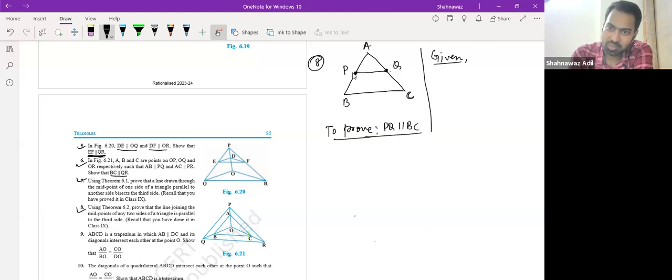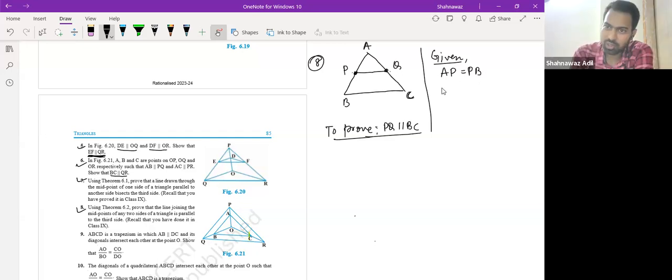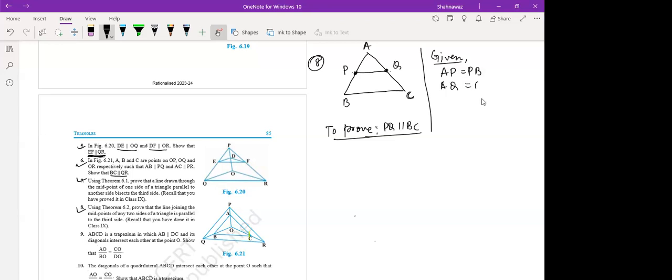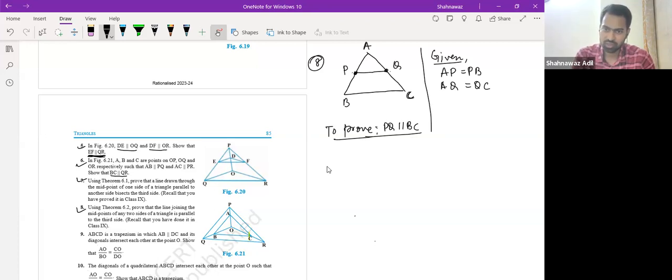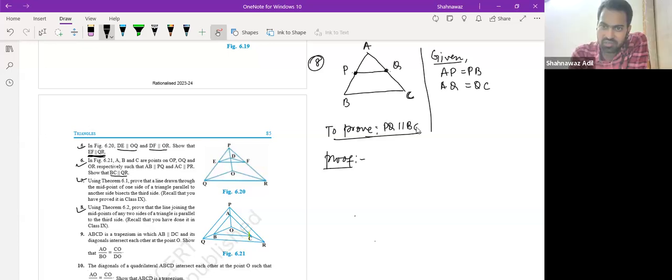What is given? That P is the midpoint, which means that AP equals PB. And Q is the midpoint, so AQ would be equal to QC. This is given. So we have to prove this. So let us prove it. To prove PQ parallel to BC, we have to prove that in triangle ABC, AP by PB is equal to AQ by QC.